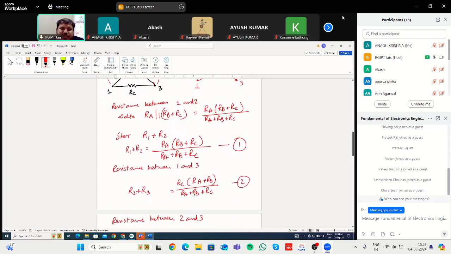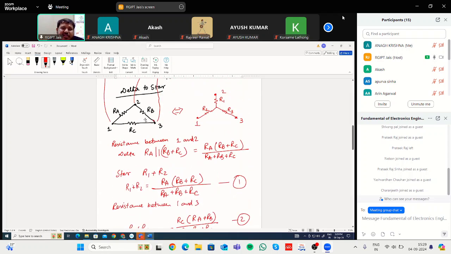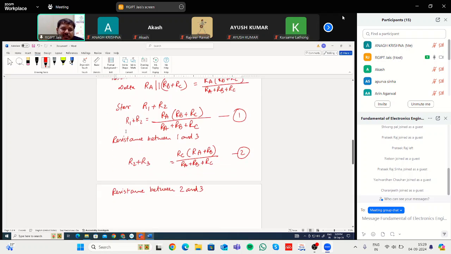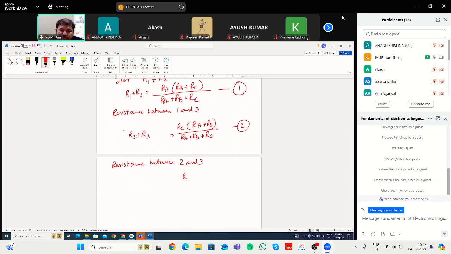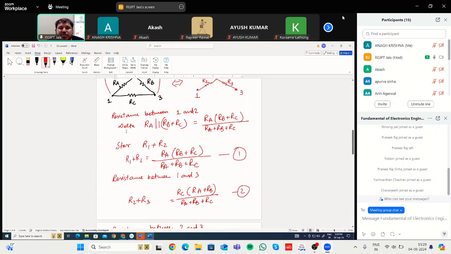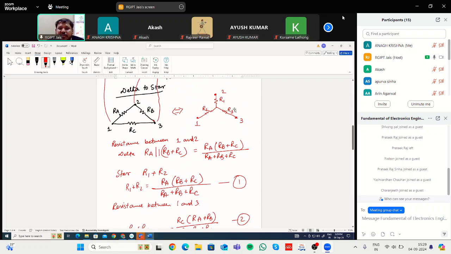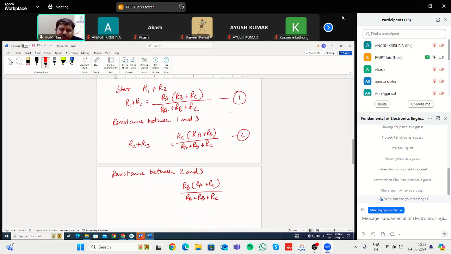So resistance between second and third terminal. That means RB is parallel to RA plus RC. So RB is parallel to RA plus RC. This will be equal to, again in this circuit, what is the resistance between 2 and 3? That is R1 plus R3. That is equal to R1 plus R3.